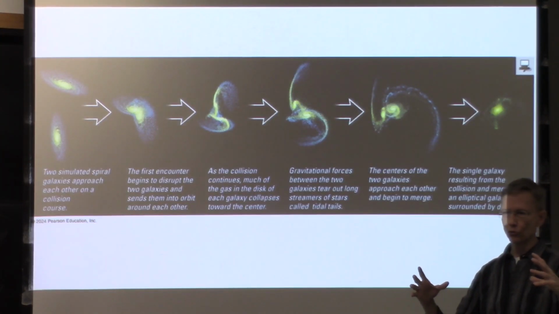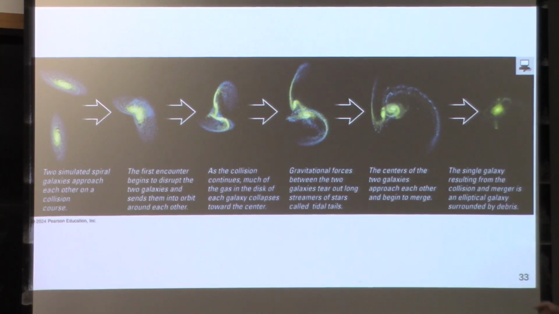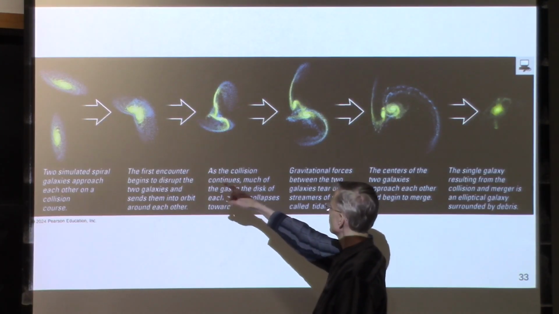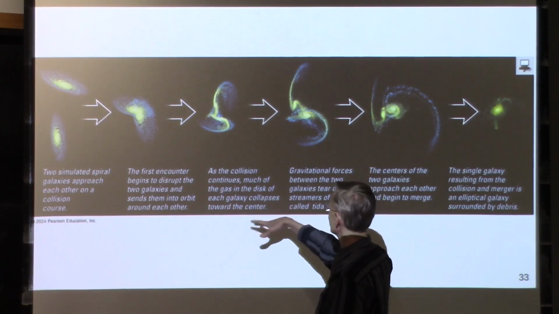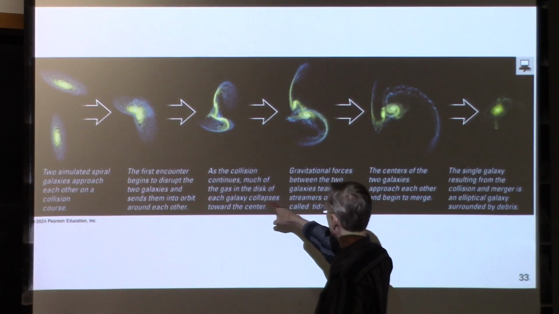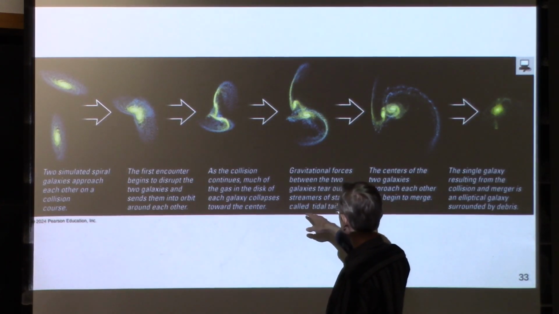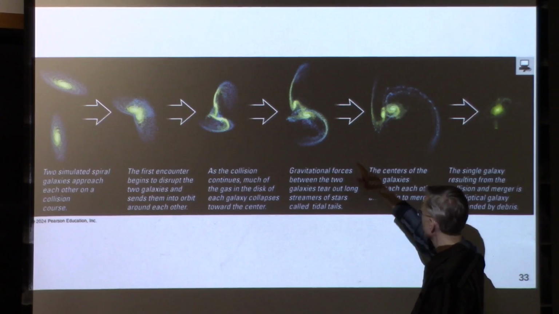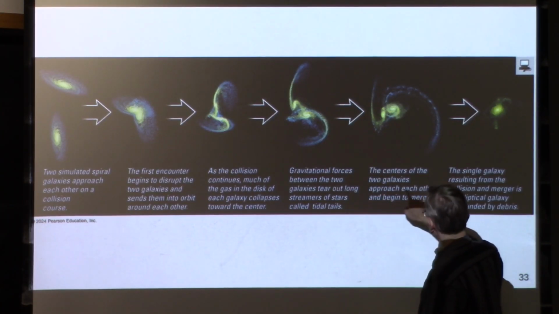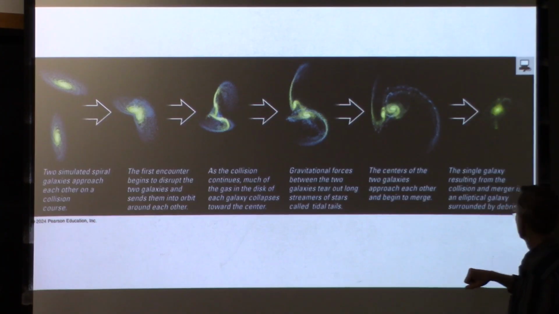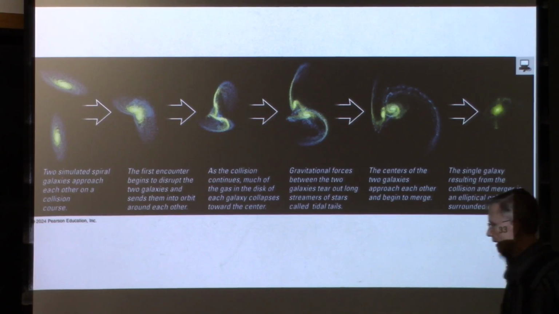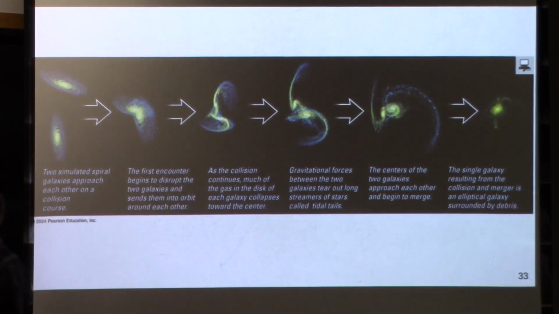So it's slow motion. But two simulated spiral galaxies approach each other on a collision course. The first encounter begins to disrupt the two galaxies and sends them into orbit around one another. This is a computer simulation this is based on. As the collision continues, much of the gas in the disk of each galaxy collapses towards the center. Gravitational forces between the two galaxies tear out long streamers of stars called tidal tails. The centers of the two galaxies approach one another and begin to merge, and the single galaxy resulting from the collision and merger is an elliptical galaxy surrounded by debris.